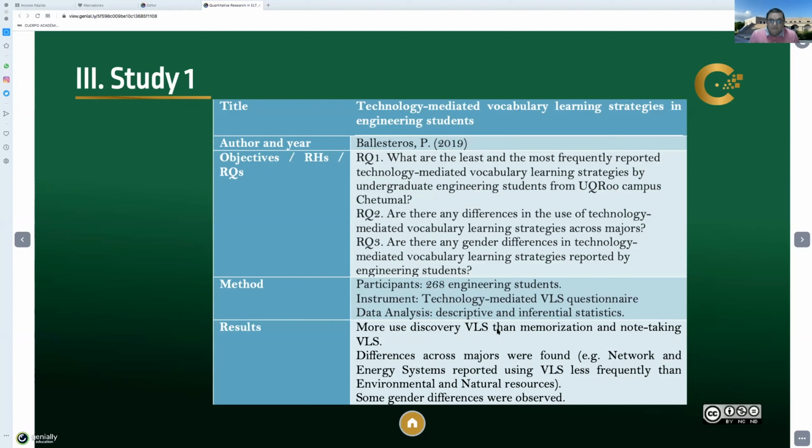She also found differences among the four majors. For example, network energies and energy systems reported using less VLS than environmental and natural resources engineering. And she also observed some gender differences. So this is a summary of how we can report, how we can conduct quantitative research. Of course, there should be a correspondence, there should be consistency between all the elements: the objective, the research question or hypothesis, the methods and the results. That's a very good example, and this thesis is available at the library if you want to consult it.